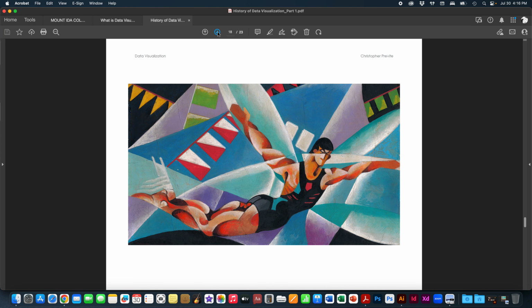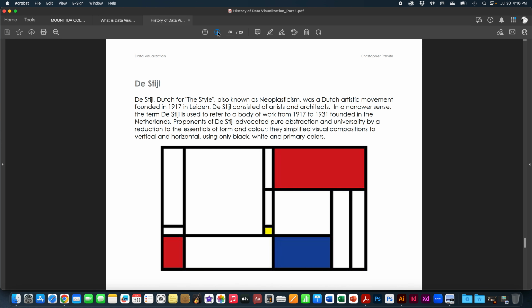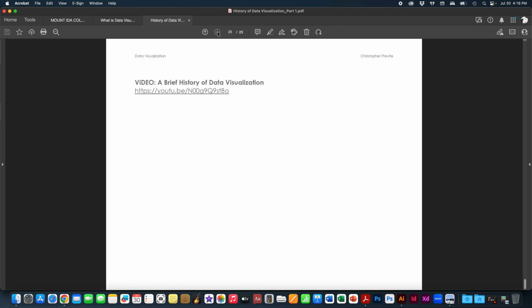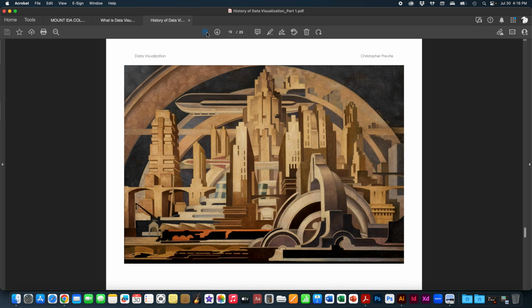He was Russian constructivism. Oh, look, Italian futurism. De Stijl. Oh, that's my other handout. That's the other part. Anyway, moving on.